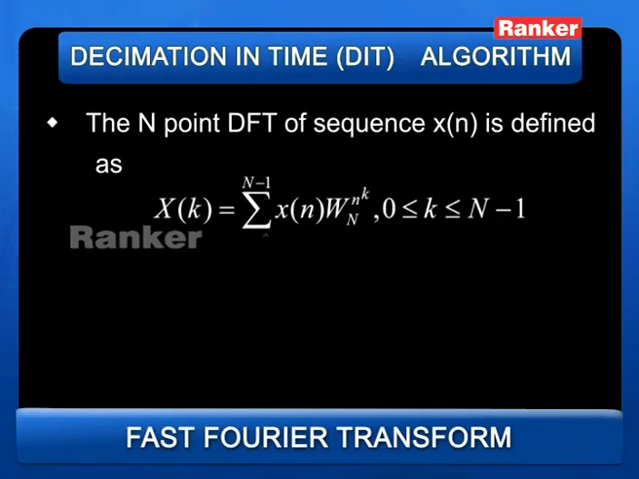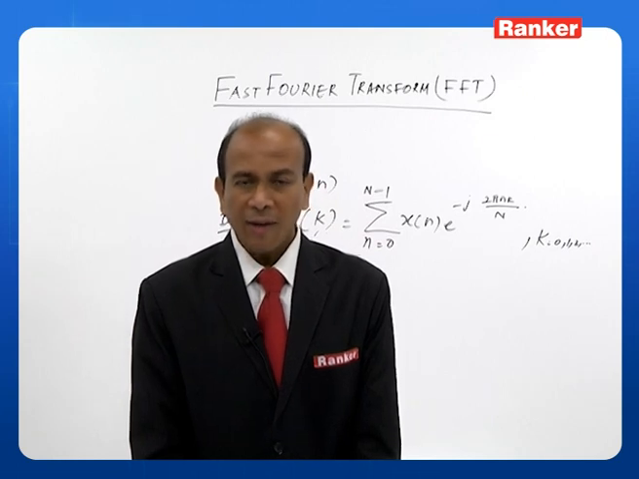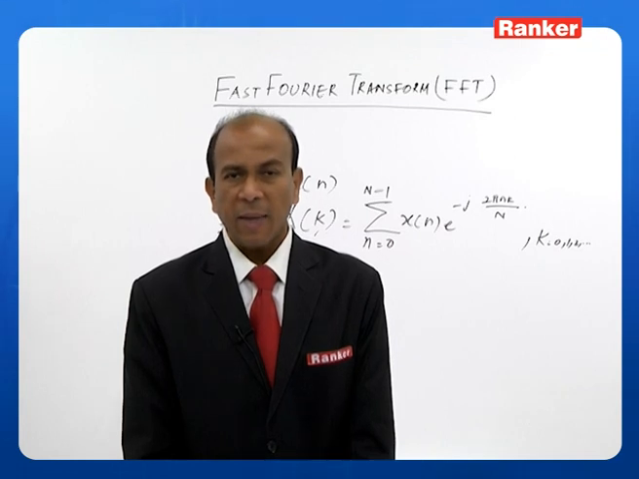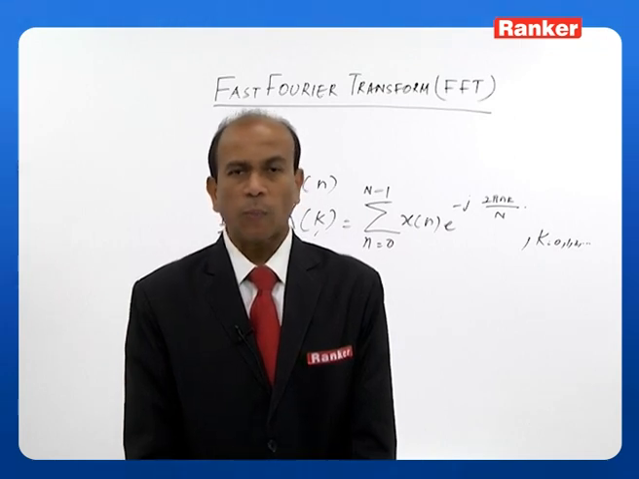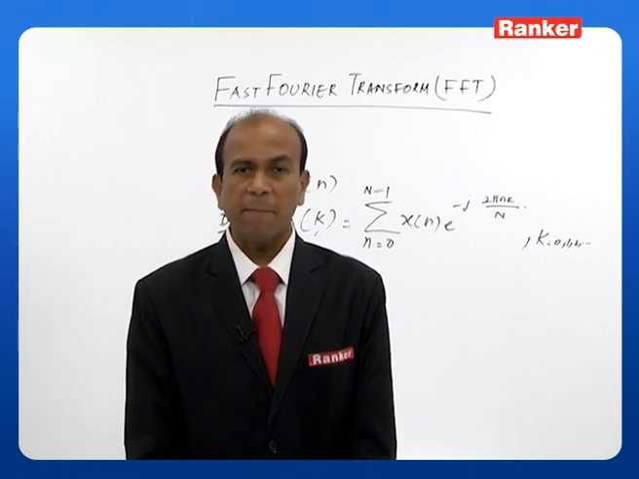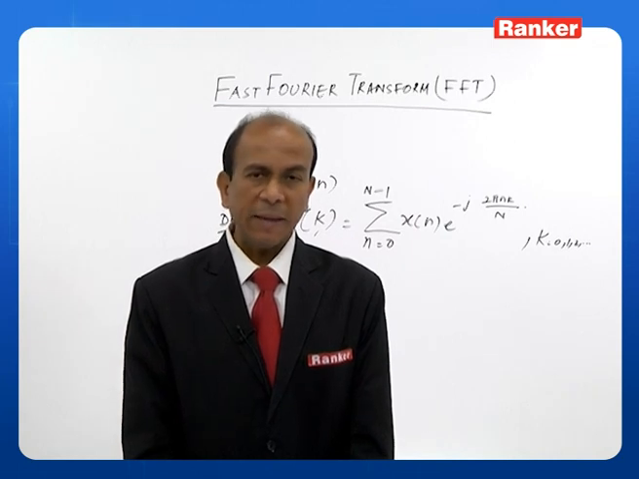So let us just repeat the equation which we have written earlier. The n-point DFT of a sequence x of n is defined as x of k equals summation n equal to 0 to n minus 1, x of n W_N to the power nk, where 0 ≤ k ≤ n minus 1. So what we will do here, as decimation in time says, is break the sequence into two parts. One is an even part and the other is an odd part. So the n by 2 sequence will be even and the remaining n by 2 sequence will be odd.